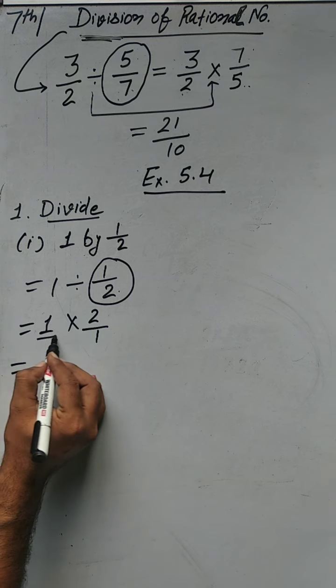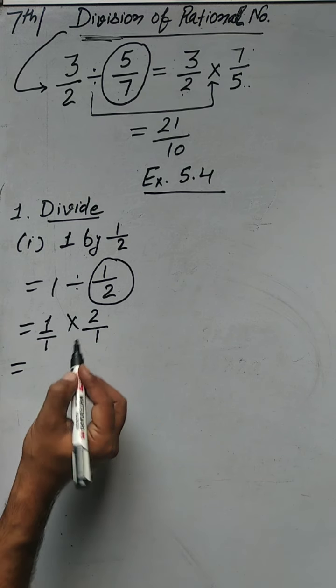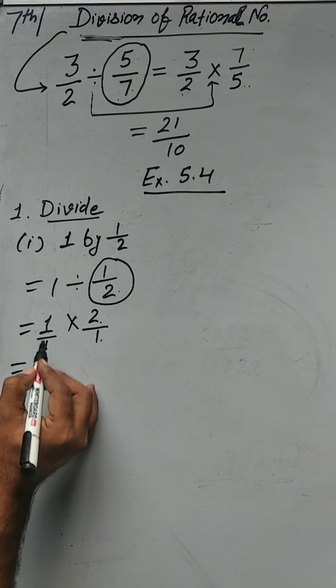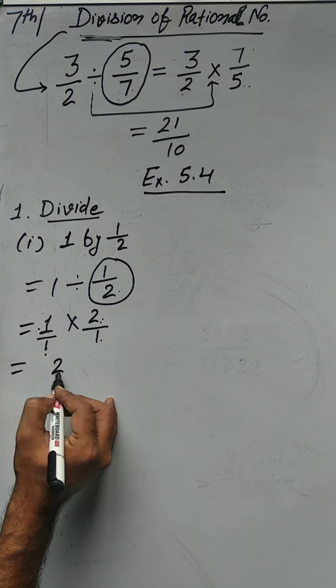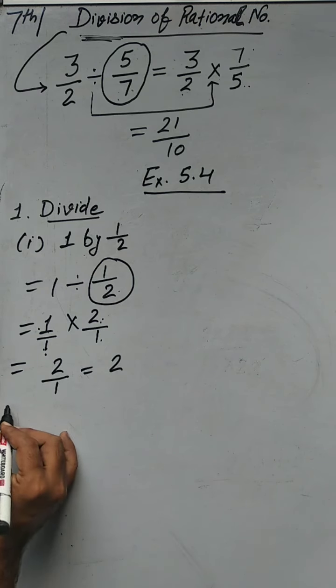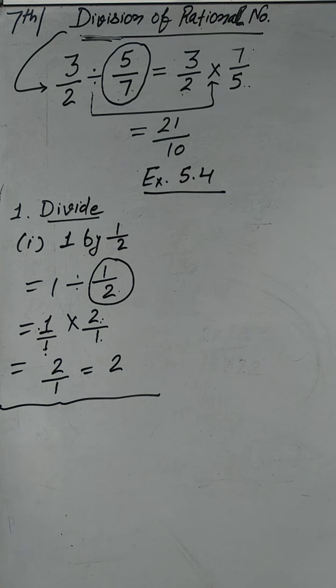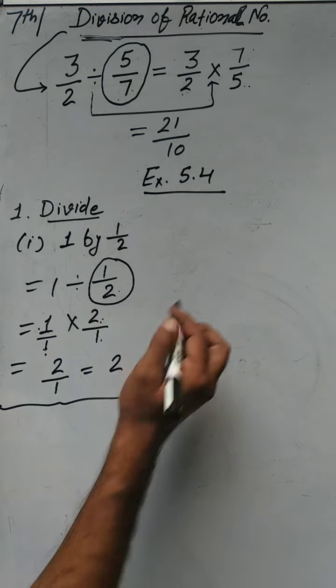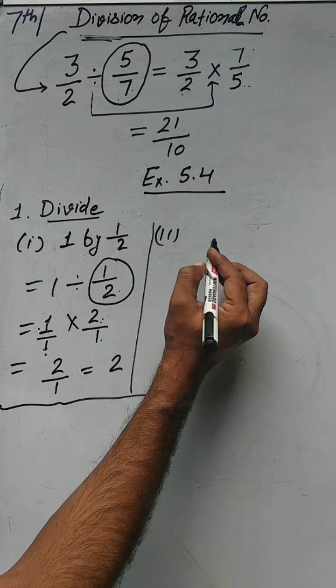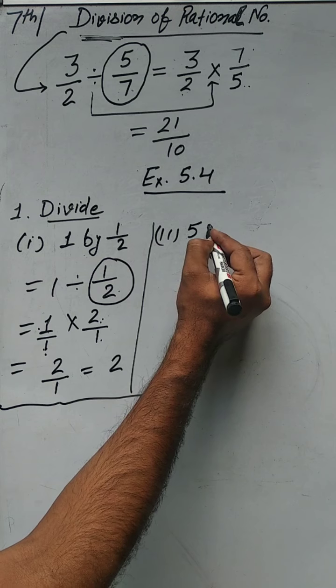For the simplification, here you can take denominator 1. Now multiply numerator with numerator and denominator with denominator. So 1 into 2, 2, 1 into 1, 1. So it is equal to 2. Understood beta? Clear? In that way you can divide rational numbers. Part second is similar to part first, you have to proceed by yourself.